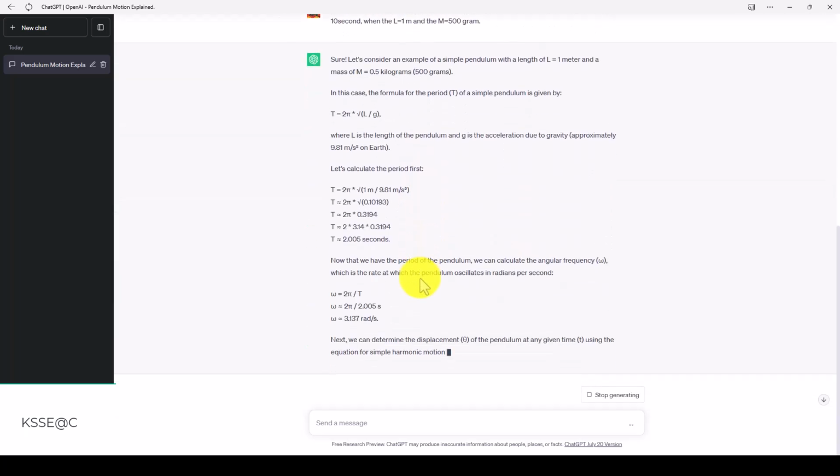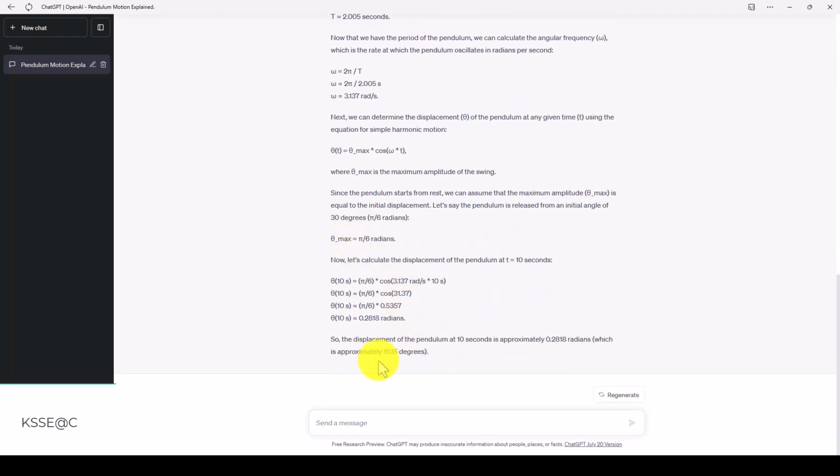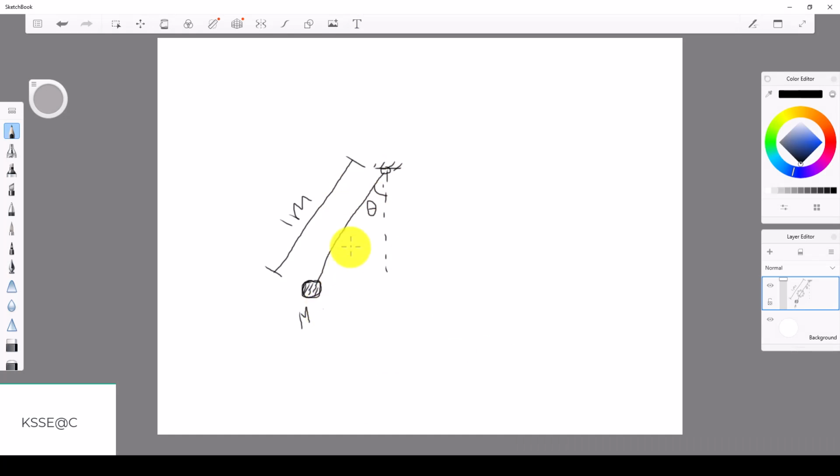If you come to here, this theta is the displacement from this point to the vertical point, which is approximately 60.15 degrees. So the displacement is that one.